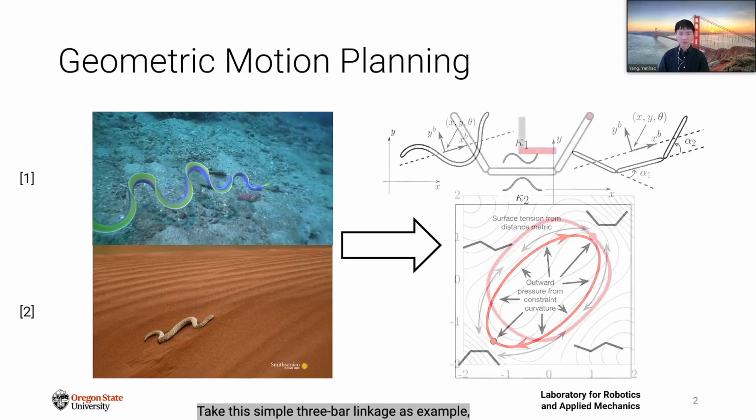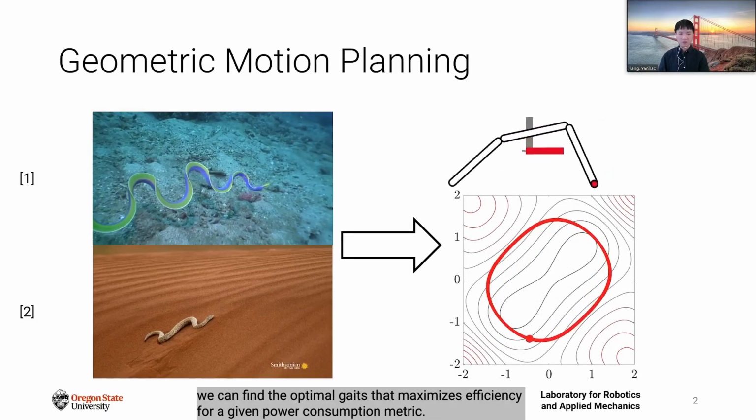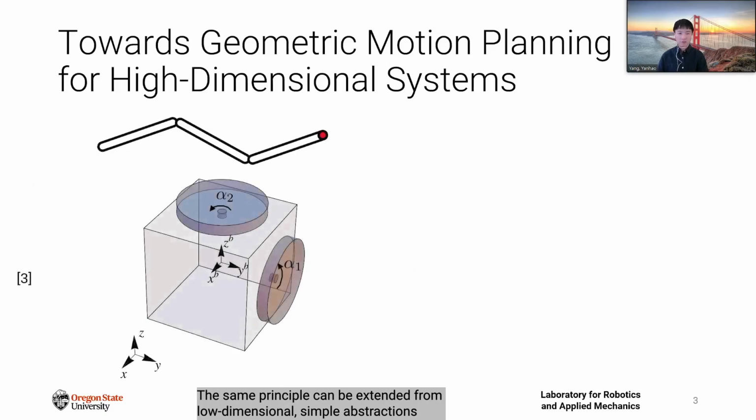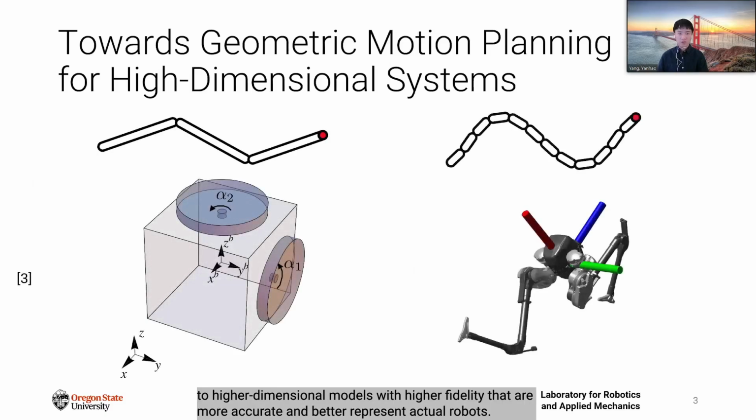Take this simple three-bar linkage as an example. We can find optimal gates that maximize efficiency for a given power consumption metric. The same principle can be extended from low-dimensional simple abstractions to high-dimensional models with higher fidelity that are more accurate and better represent actual robots. Examples include adding more links to better reconstruct snake-like curves and considering the whole body motion of the bipedal robot Cassie instead of assuming a single rigid body.